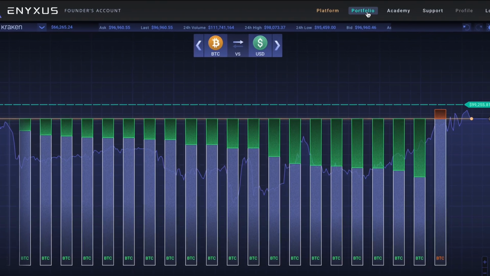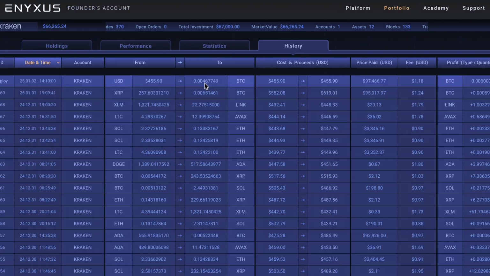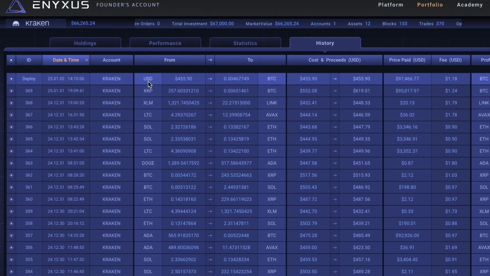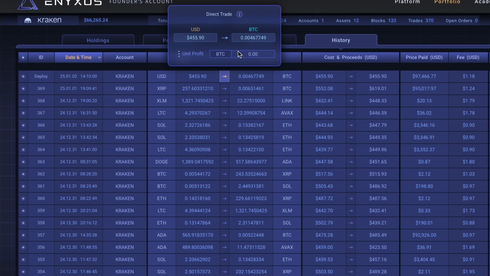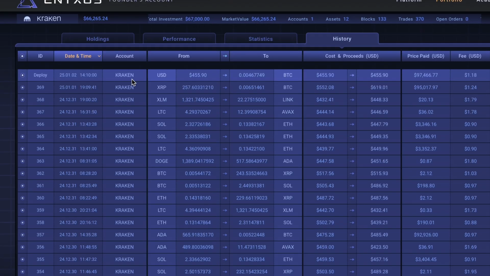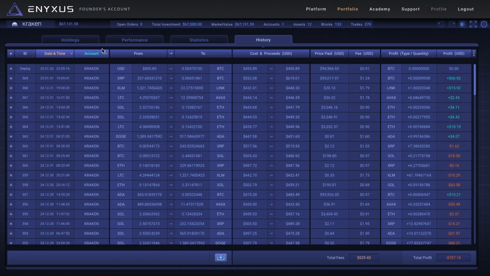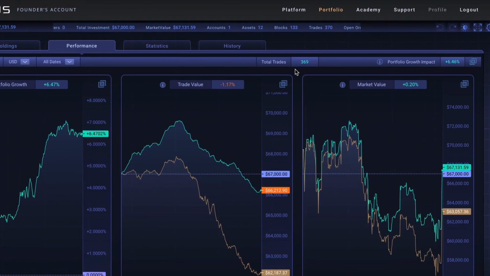Let's navigate to the History tab to review this last trade. When Genesis blocks are traded, they're classified as deployment trades, representing an initial entry into a risk asset where no gain or loss is recorded, and as a result they do not impact the performance graphs, nor is a trade number assigned. Now let's move to our performance graphs to analyze the overall account activity.